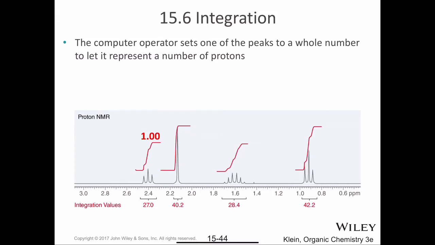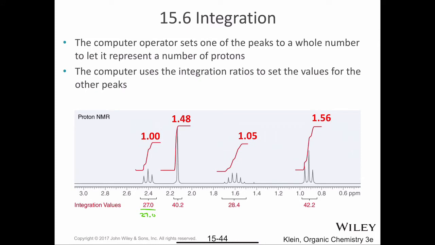So say, for example, we said, okay, we'll take 27. If we divide that by 27.0, we end up with 1. Well, we can do the same exercise with the other three integration values. And look what happens when I divide every one of these integration values by the lowest integration value. Now the math is already done for me. I end up with these numbers: 1, 1.48, 1.05, 1.56. Now you can see that I don't end up with whole numbers for all of these. For example, I can't have 1.48 and 1.56 and 1.05 protons.